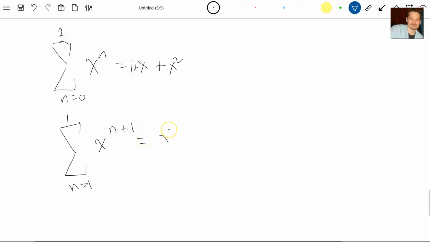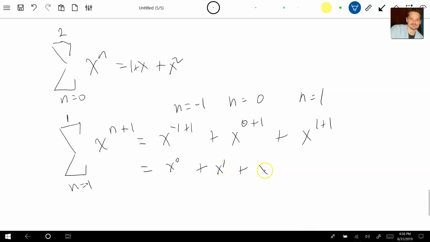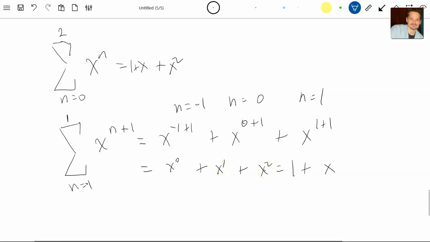If I write out the terms, when n has the value negative 1, I will have x to the negative 1 plus 1. Plus, when n has the value 0, x to the 0 plus 1. Plus, when n has the value 1, I will have x to the 1 plus 1. Simplify these, so this is x to the 0 plus x to the first plus x squared, which is 1 plus x plus x squared, which means, as before, that this matches this one, this matches this one, and then this matches this one. So these are some of the things to consider when you're changing indexes in summation symbols.